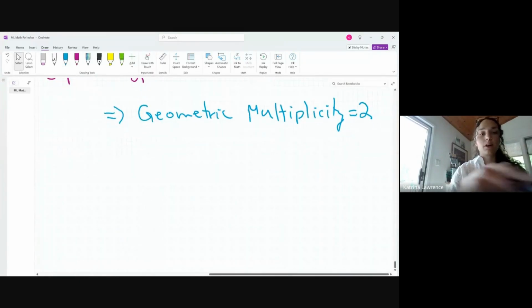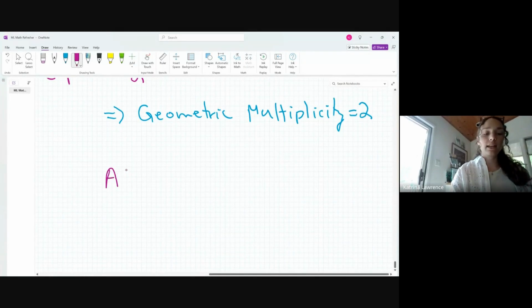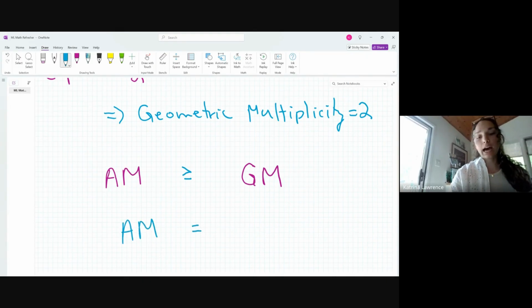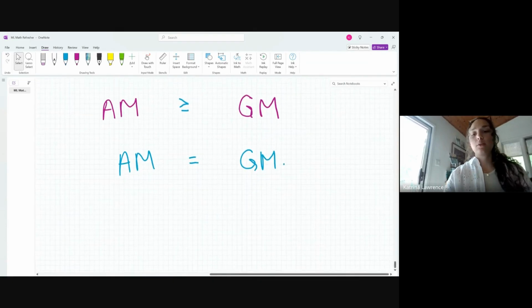So this is the interesting part of the discussion. I'll just abbreviate it to AM, meaning algebraic multiplicity, and GM, meaning geometric multiplicity. So algebraic multiplicity is always greater than or equal to geometric multiplicity. However, if algebraic multiplicity is equal to geometric multiplicity, that means that your matrix is diagonalizable. So in this case, we can get a diagonal matrix because our algebraic multiplicity equals our geometric multiplicity.